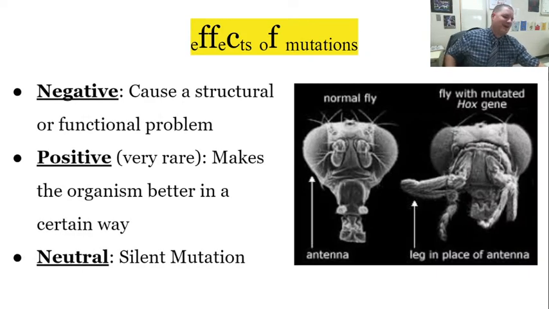So the 3 effects of mutations that we have, they can be negative, which means that they cause some kind of problem. We don't want negative ones. There can be positive ones, which are very rare, which make something just a little bit better in some way or another. Or what a majority of them actually are silent, which means we don't actually see them. They're neutral. There's nothing going wrong with that.